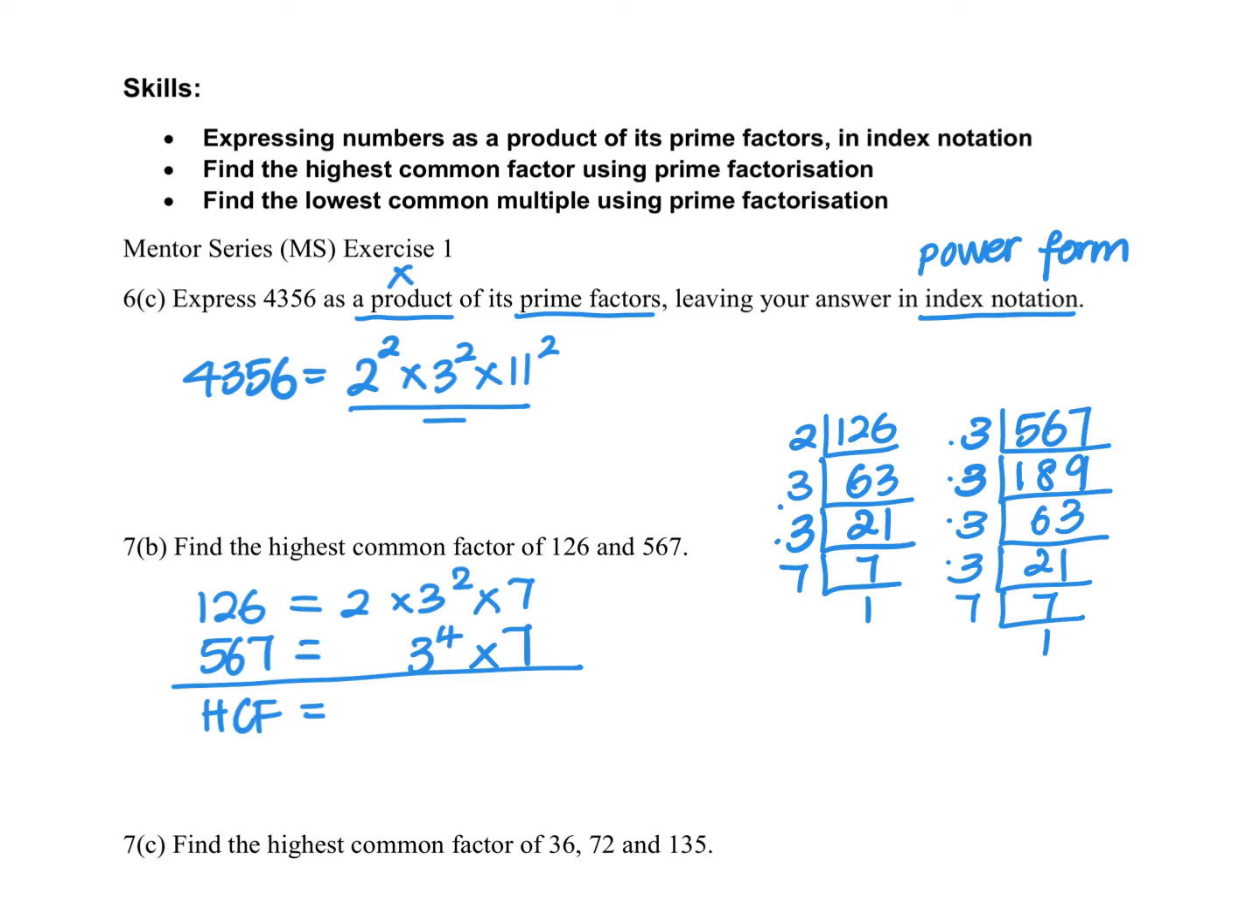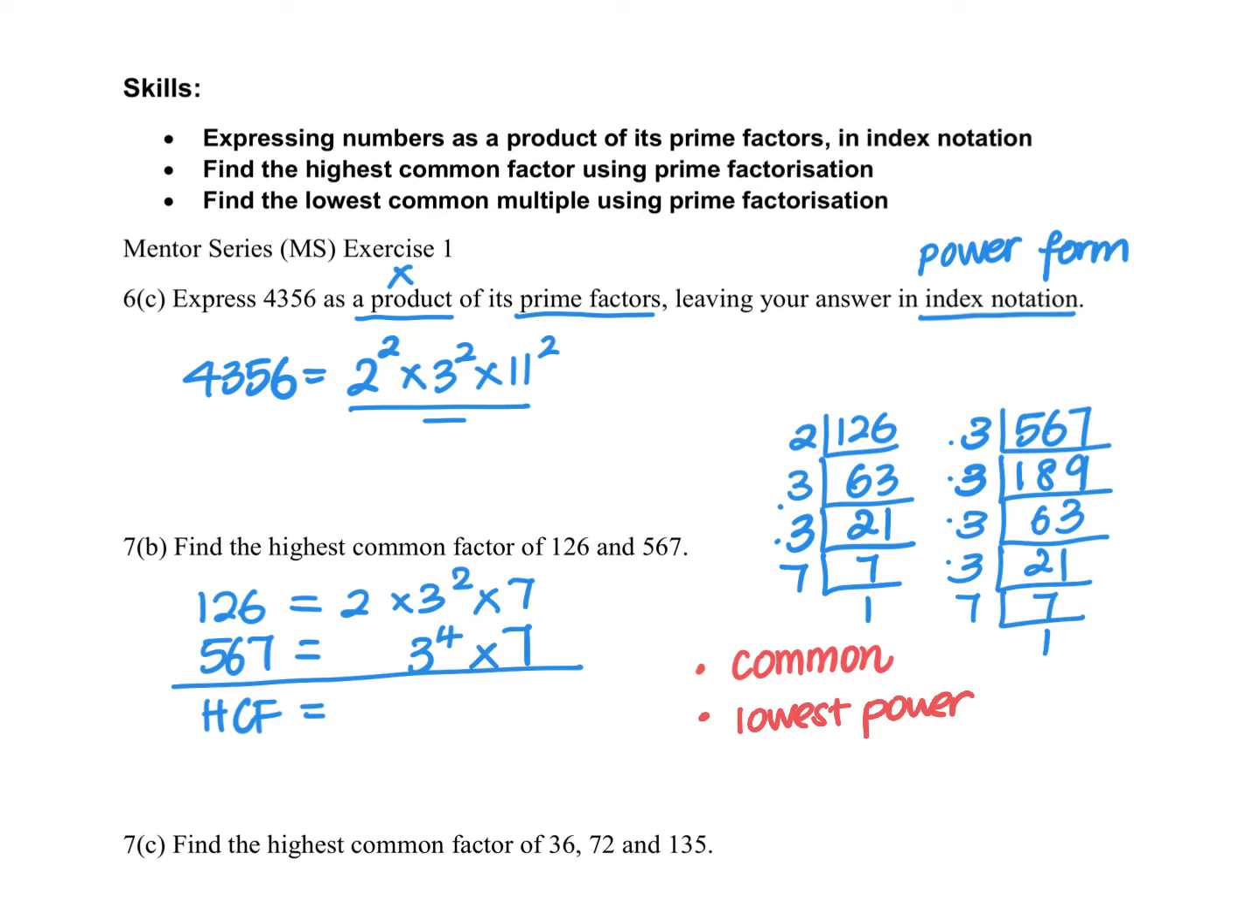The highest common factor is found using the prime factors. We choose all the factors that are common, and we want the one with the lowest power. Okay, why is that so? For example, let's take a look at where the factors that are common are.